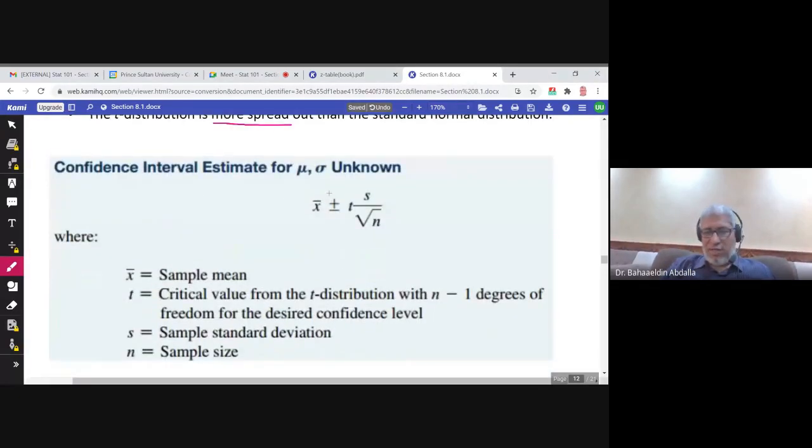What would be the confidence interval? It would be x bar plus or minus t, where this is the critical value now. It's a t value taken from the t table. Once you have the sample size, n minus 1 would be the degree of freedom, and you find the confidence level and find t times s over square root of n. Sigma will not be given. Sigma is unknown. If sigma is known, you should use sigma and z. If sigma is unknown, you use s and t.